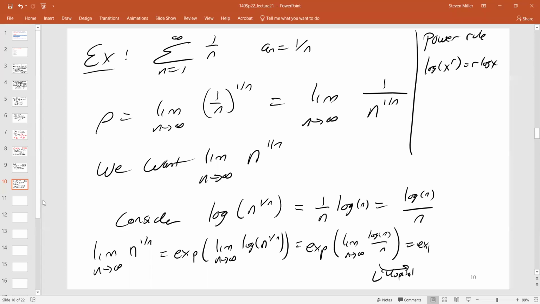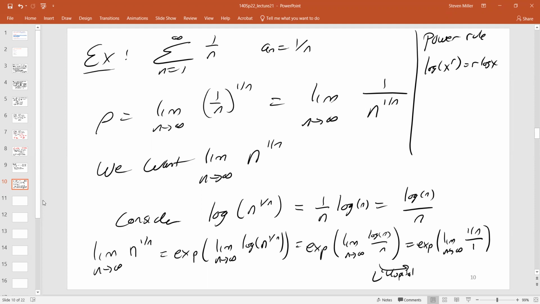This would be the exponential of the limit as n goes to infinity. What's the derivative of log of n with respect to n? It would just be 1 over n. And the derivative of n is just 1. Okay, well, as n goes to infinity, what does 1 over n over 1 go to? It goes to 0. We exponentiate 0, what do we get?